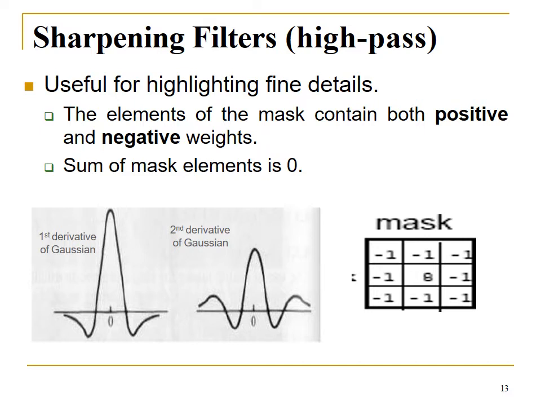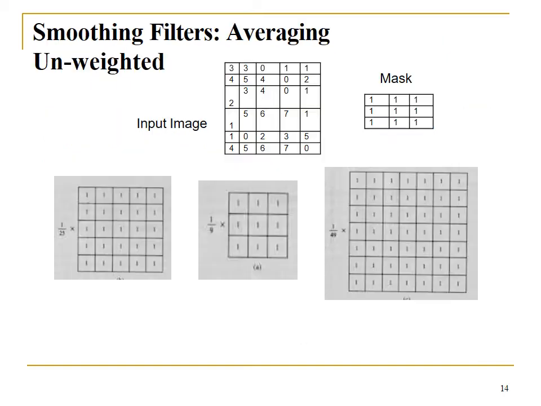So in that case, the sum of the mask elements is 1, and here the mask element is 0. So you can clearly note it from the difference between the sharpening and the smoothing filter, and it is also represented by a graphical representation, that is the first derivative of Gaussian and similarly the second derivative of Gaussian.